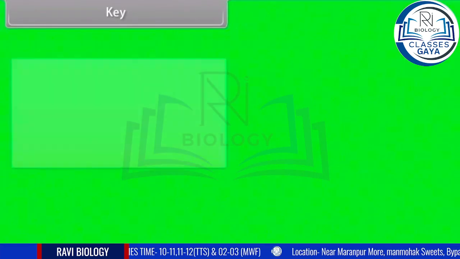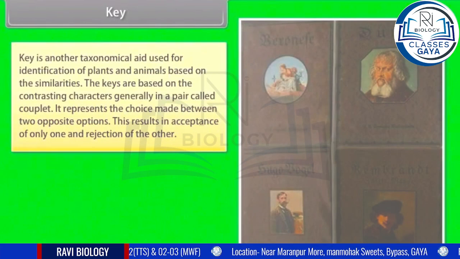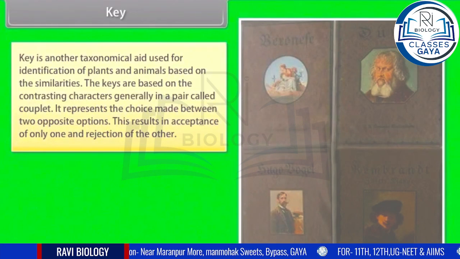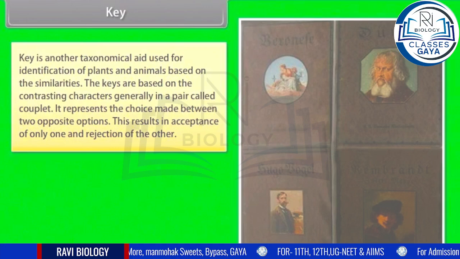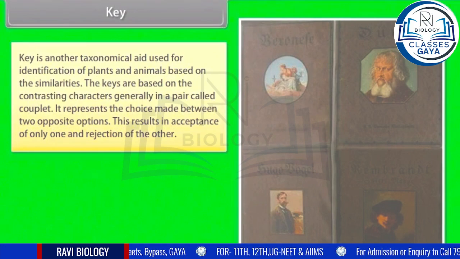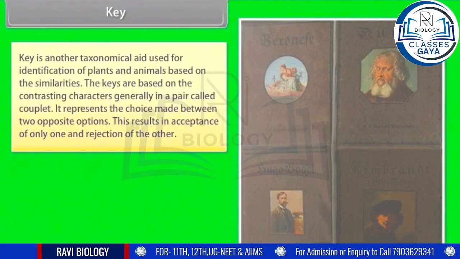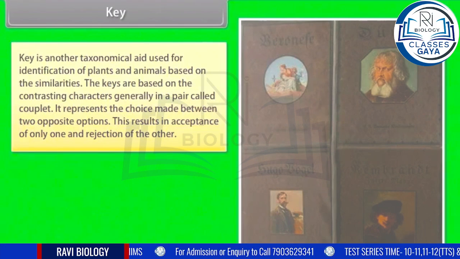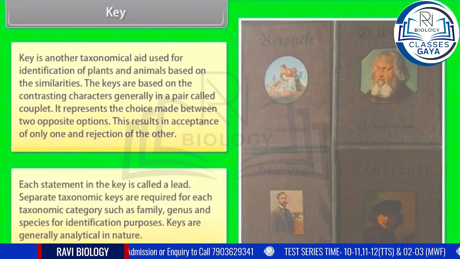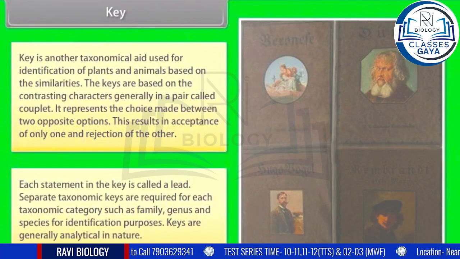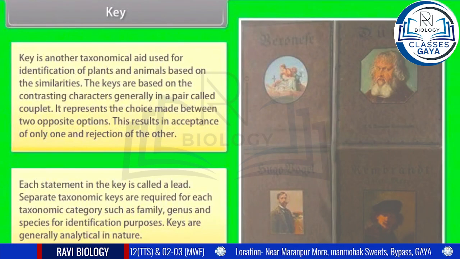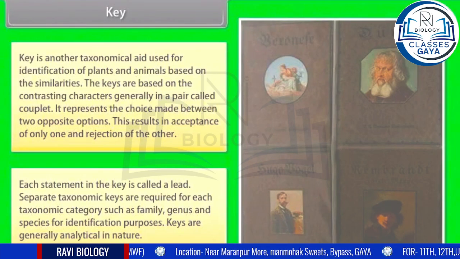Key. A key is another taxonomical aid used for identification of plants and animals based on similarities. The keys are based on contrasting characters, generally in pairs called couplets. It represents the choice made between two opposite options. This results in acceptance of only one and rejection of the other. Each statement in the key is called a lead. Separate taxonomic keys are required for each taxonomic category such as family, genus, and species for identification purposes. Keys are generally analytical in nature.